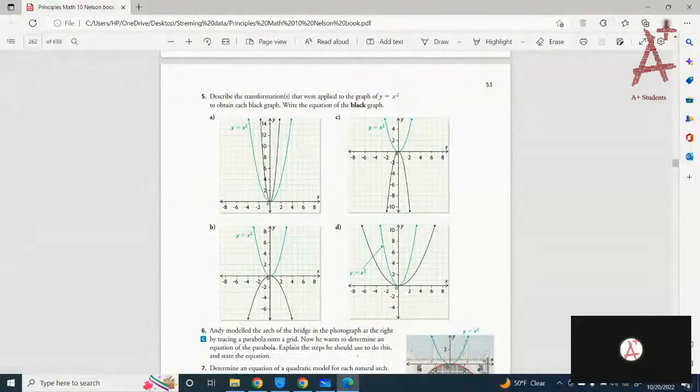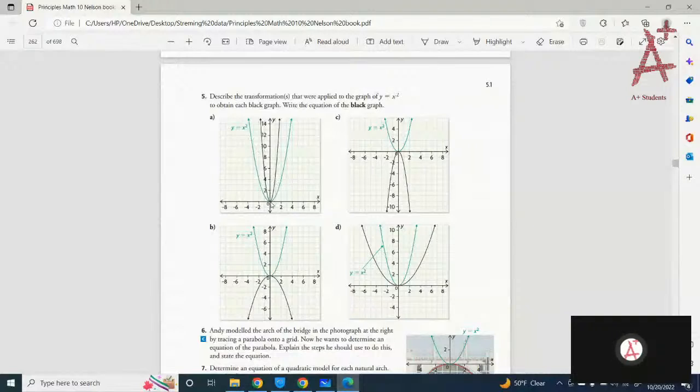Question number 5, you have to describe the transformations that were applied to the graph y equals x squared to obtain each black graph. Write the equation of the black graph. Okay, we have to write the equations of the black graph for each of them. Let's start with the A. The new graph, the black one, opens upward and the vertex of the graph is 0, 0.